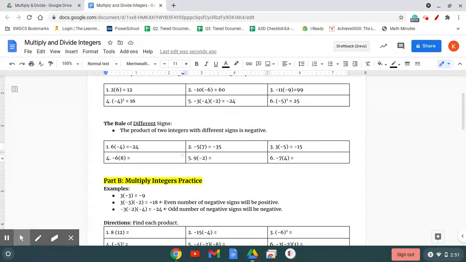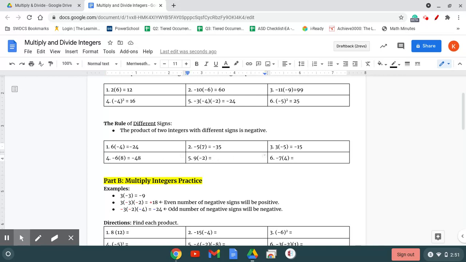Number 4, we have a negative 6 times negative 8. 1 negative, 1 positive, so our answer is going to be negative. And then what is 6 times 8? Again, you just need to know your multiplication facts. 6 times 8 is 48. So negative 6 times 8 is negative 48.